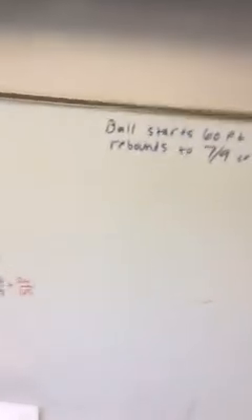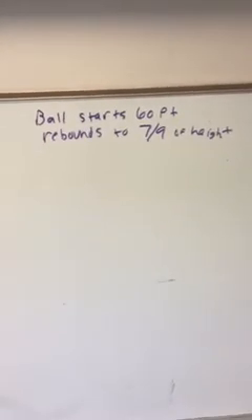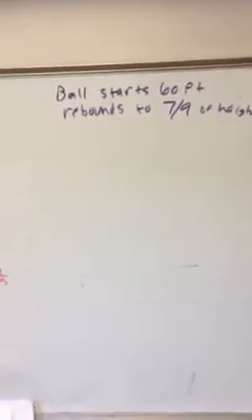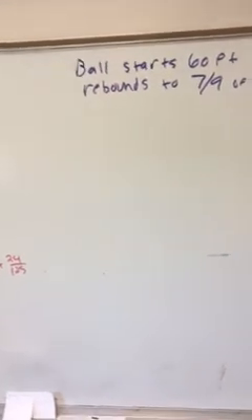Last one I want to do is this ball bouncing problem. It starts at 60 feet and rebounds to 7/9 of the height, okay? So what's happening is the ball is going to rebound to 7/9 of its height each time. That means we're going to multiply 60 by 7/9 over and over and over again.